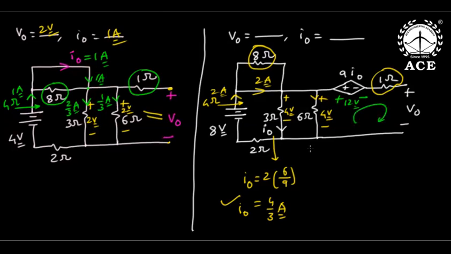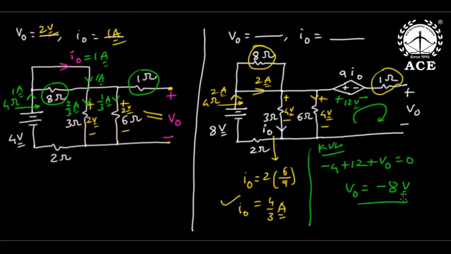Now I can write KVL. So minus 4 plus 12 plus V naught is 0. V naught is minus 8 volts. Okay, now V naught is clearly minus 8 volts. So here I naught is 4 by 3 and V naught is minus 8.